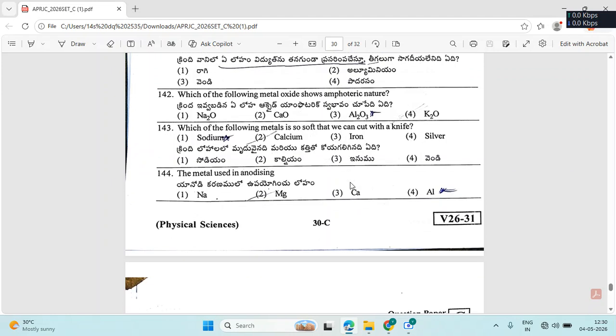Which of the following metal oxides shows amphoteric nature? Na2O, CaO, Al2O3, K2O. The correct option is 3 and the answer is Al2O3.